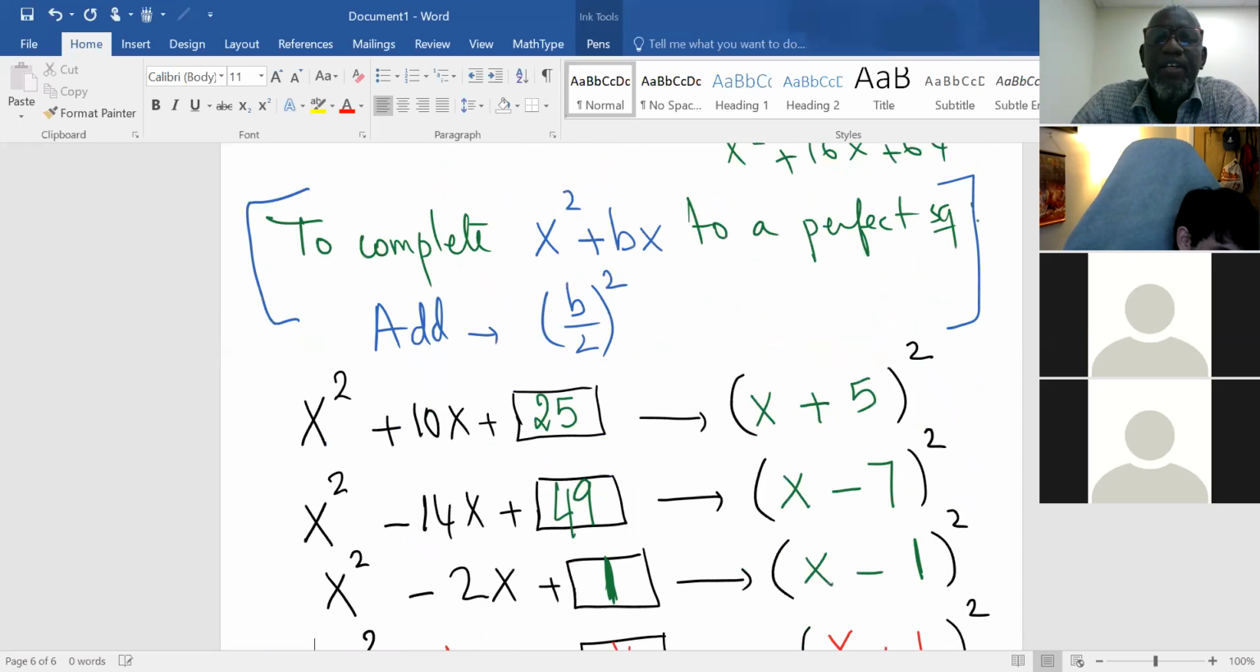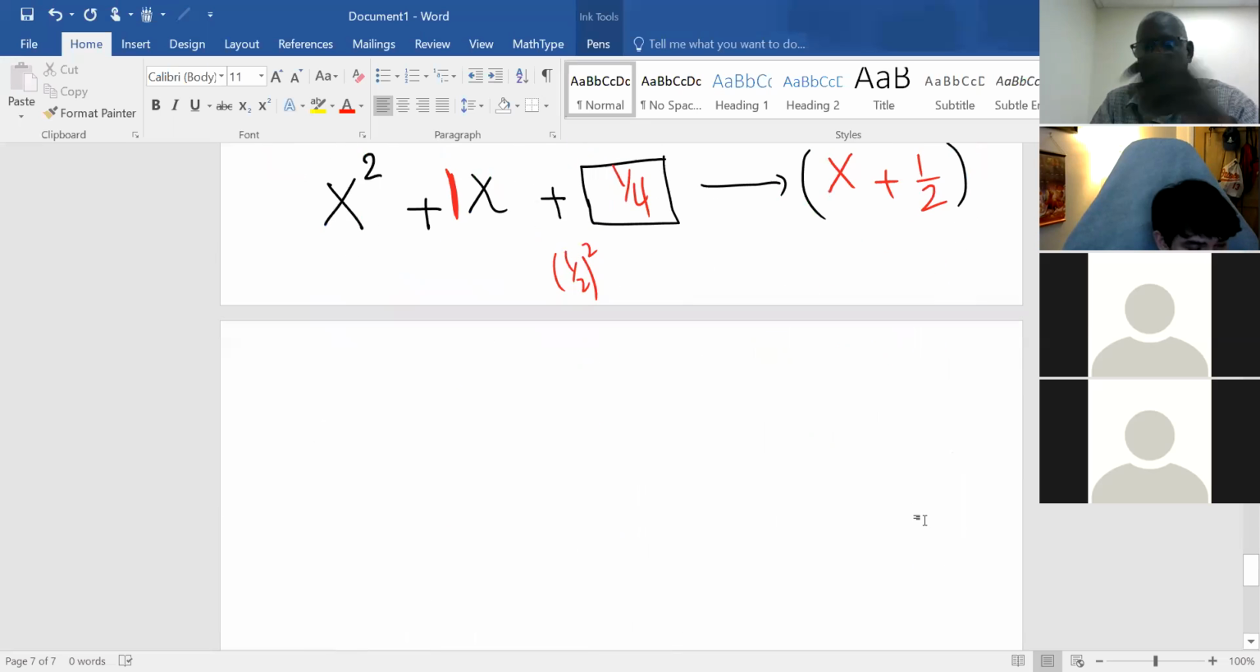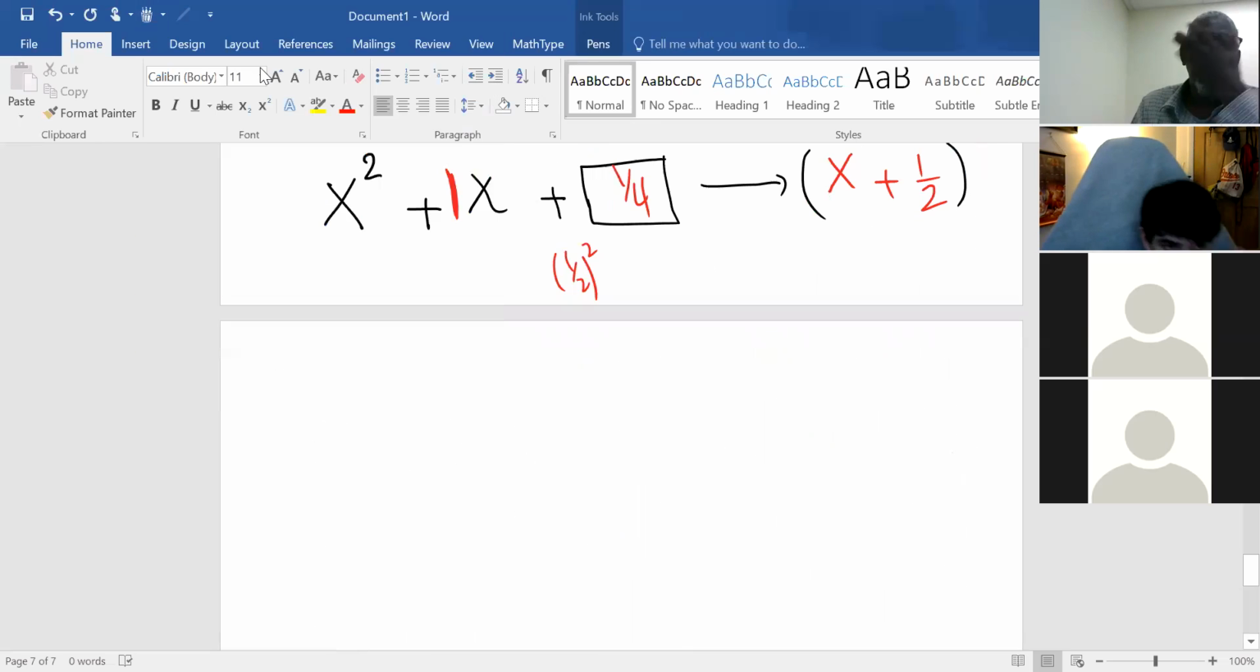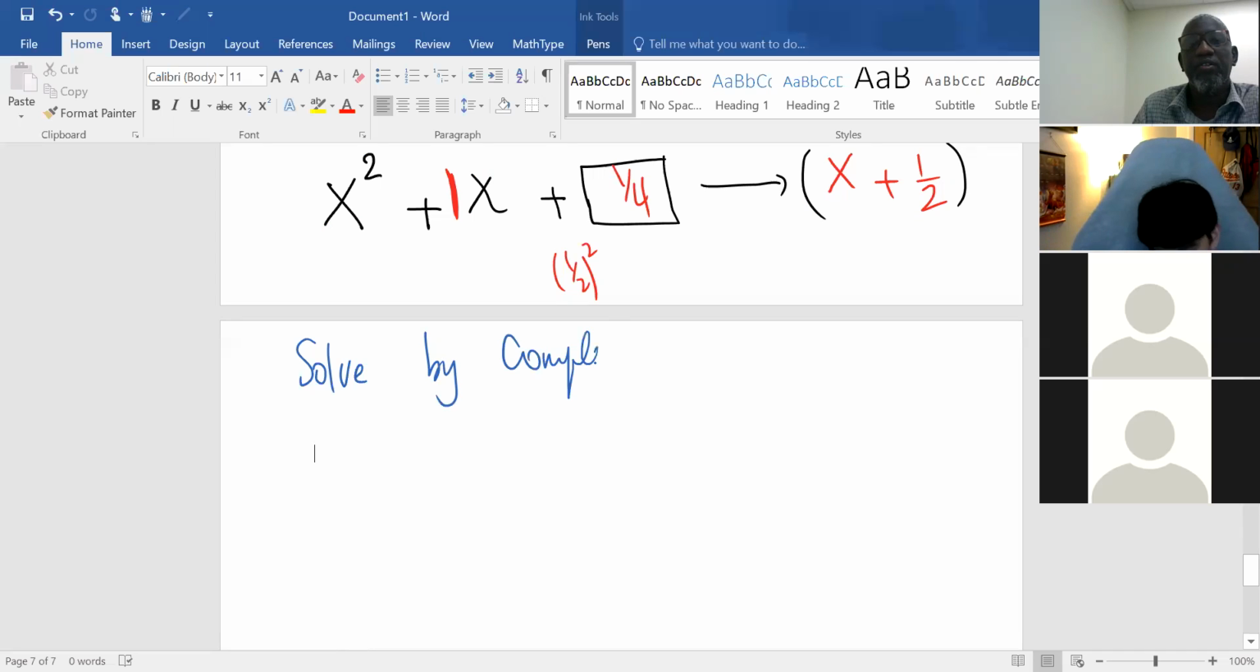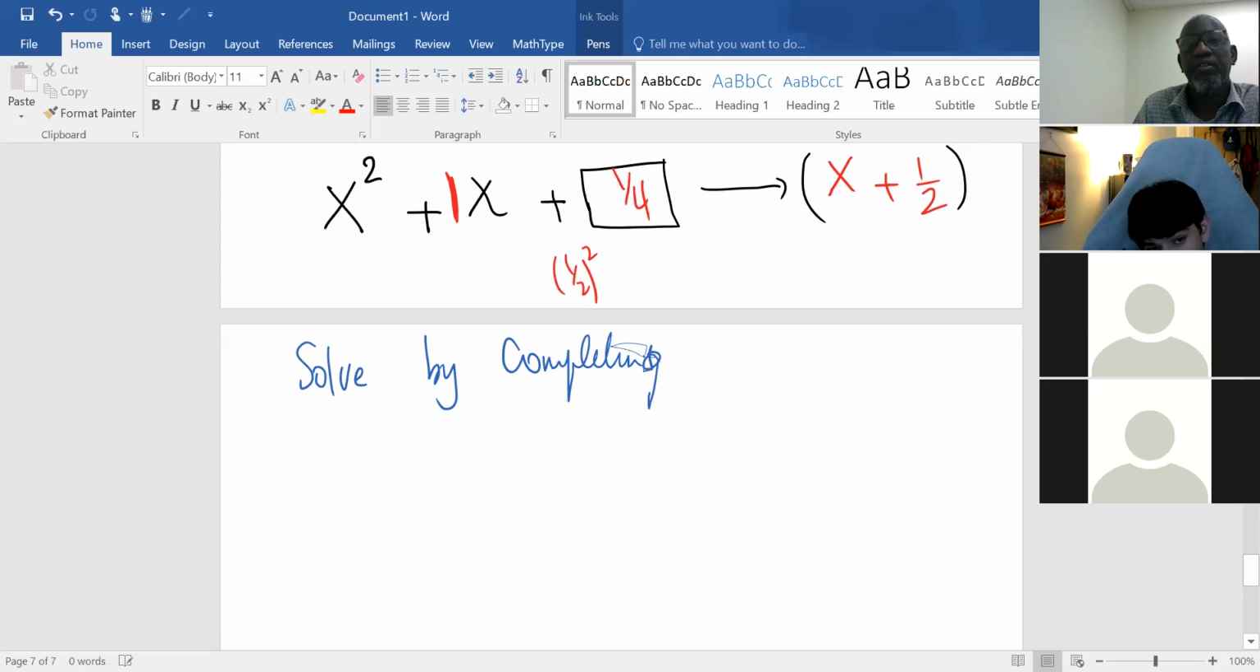Now let's see an example. Again, we will not do a lot of examples in here. We're just going to do one example to show you. Solve by completing the square: x squared minus 12x minus 3 equals 0, right?